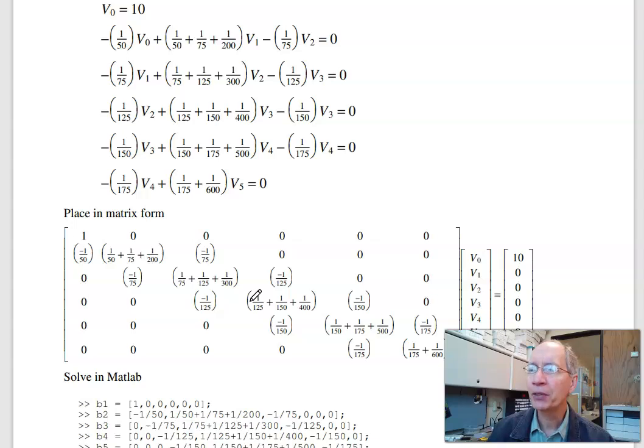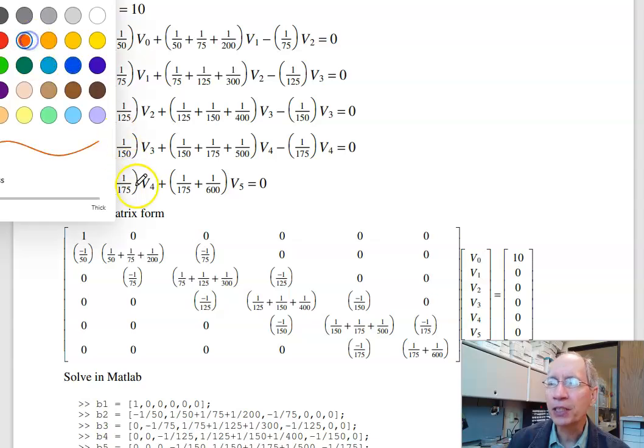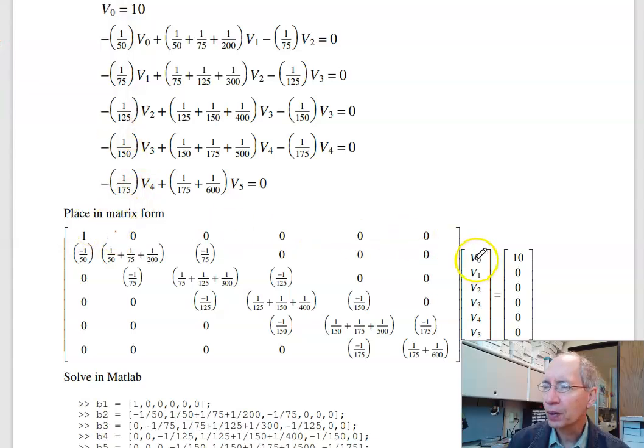I can now put that in matrix form. So in matrix form, here's what it looks like. What I like doing is just putting some notation to myself. The first column, here's my unknown voltages. This is times V0, the first entry. This one is times V1, times V2, V3, 4, and 5. That's just a reminder to myself when I write out the equations what they represent.